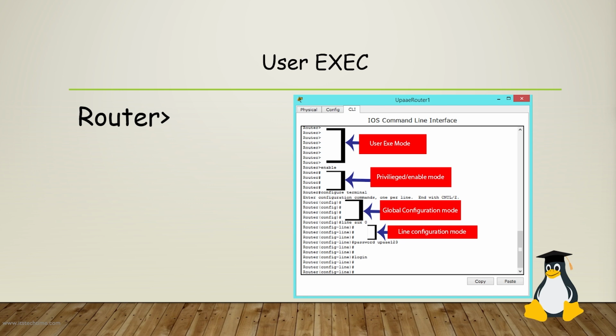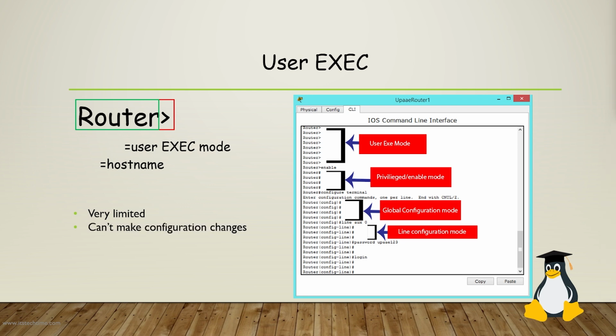When you first log into the CLI, you'll by default be in what's called the user exec mode. The user exec mode is demonstrated by the greater than symbol at the end of the device name, in this case router. All devices have a host name, and unless you change it, the default host name will be the device itself, in this case router. User exec mode is very limited in what you can do as far as configuration changes go. In user exec mode, you can't make any changes to the configuration. It's often referred to as just user mode.